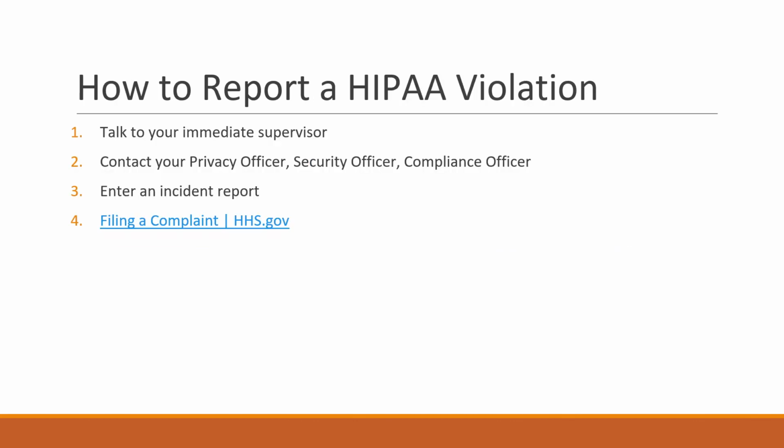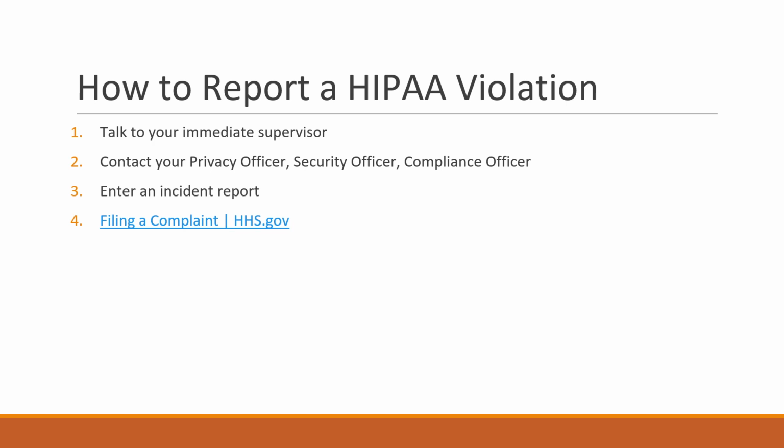So how to report a violation? Always check your policy and procedures. You should have a policy and a procedure in place on how to report violations and to whom to report them to. You're going to talk to your immediate supervisor. You're going to contact your privacy officer, security officer, and compliance officer. You're going to fill out an incident report. And then your privacy officer will also conduct an investigation. And then you're going to file a complaint at hhs.gov.